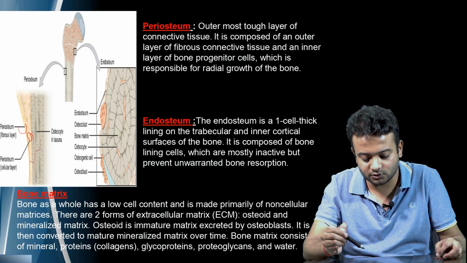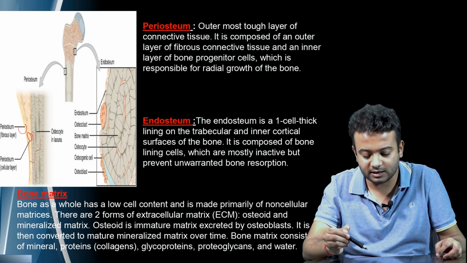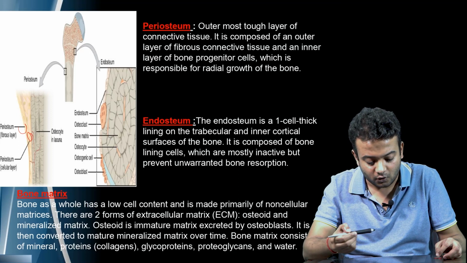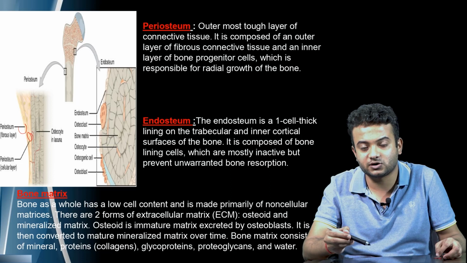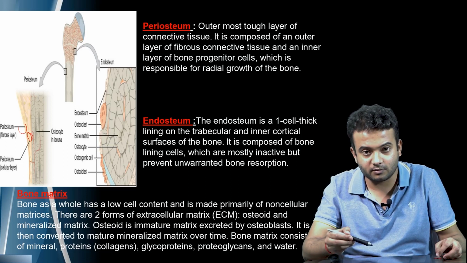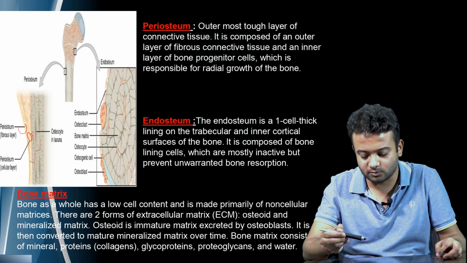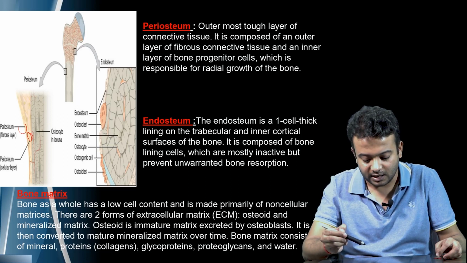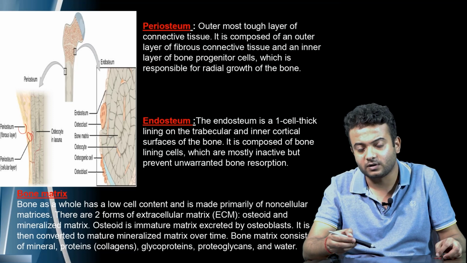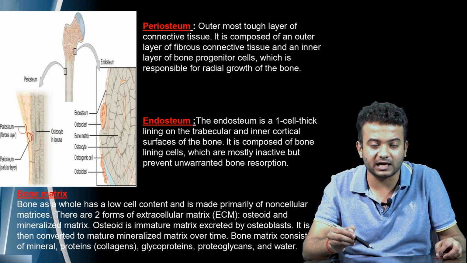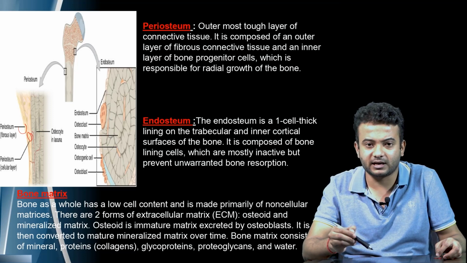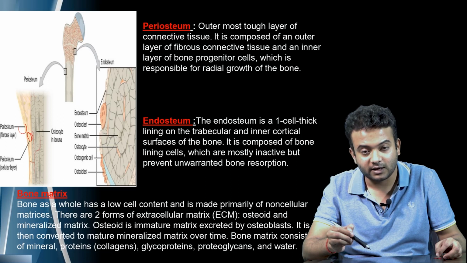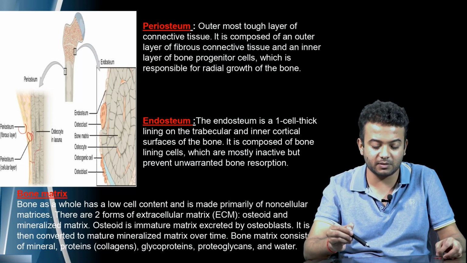And the bone matrix has a low cell content and is mostly a non-cellular matrix. There are usually two forms of the extracellular matrix, the osteoid and the mineralized matrix. Osteoid is immature matrix, which is secreted by the osteoblast, and when it further matures with mineralization, it becomes more dense, hence forming the mature matrix. The bony matrix consists of minerals in the form of calcium phosphate, as calcium hydroxyapatite, and proteins, mainly the collagens. Other proteins are also there, like osteonectin, osteocalcin, etc. Glycoproteins, proteoglycans, and even water can be present.